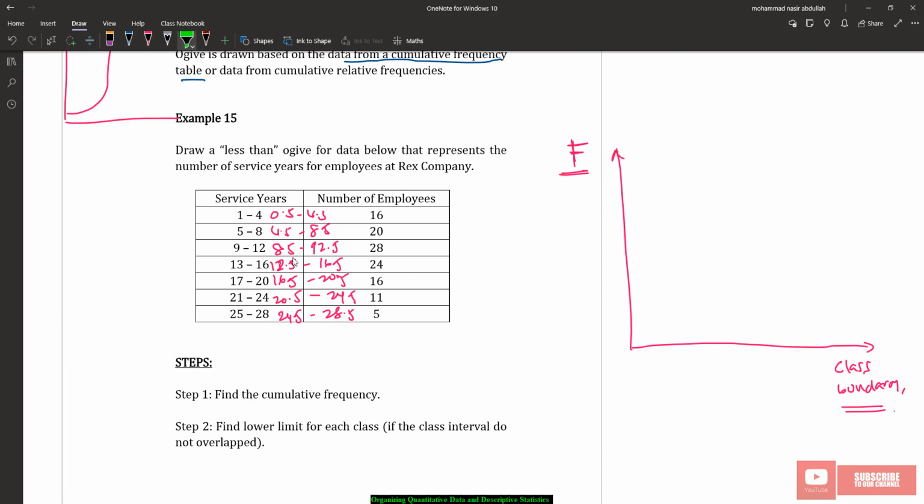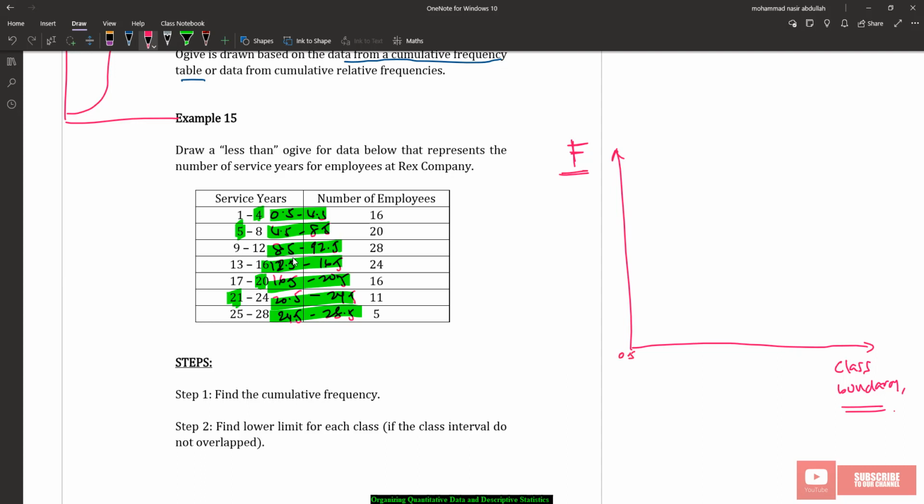How do we get that? 4 plus 5 divided by 2. Right? 20 plus 21 divided by 2. The same method as I explained earlier. So this is what we call a class boundary. Right? This is what we call class boundary. And to draw a less than ogive, we start from 0.5.